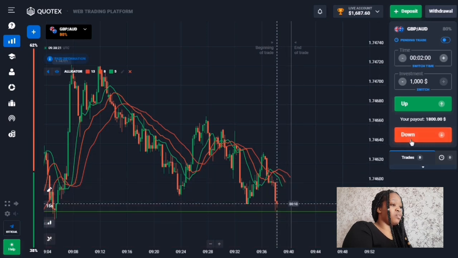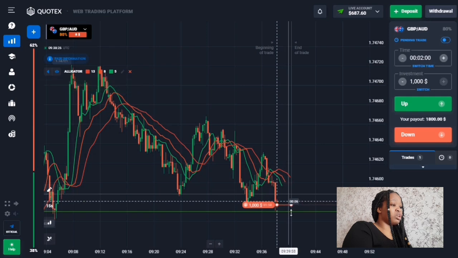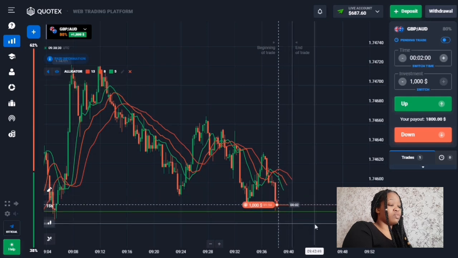So I'll enter the market for 2 minutes with a down trade, and I guess this time will be enough despite any flat, because price has strength to go down. So let me wait for the results of this trade.